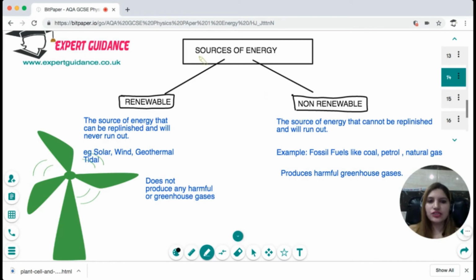Next is you should know what the different sources of energy are. It's renewable and non-renewable. Renewable sources are those energy sources that can be replenished and will never run out.